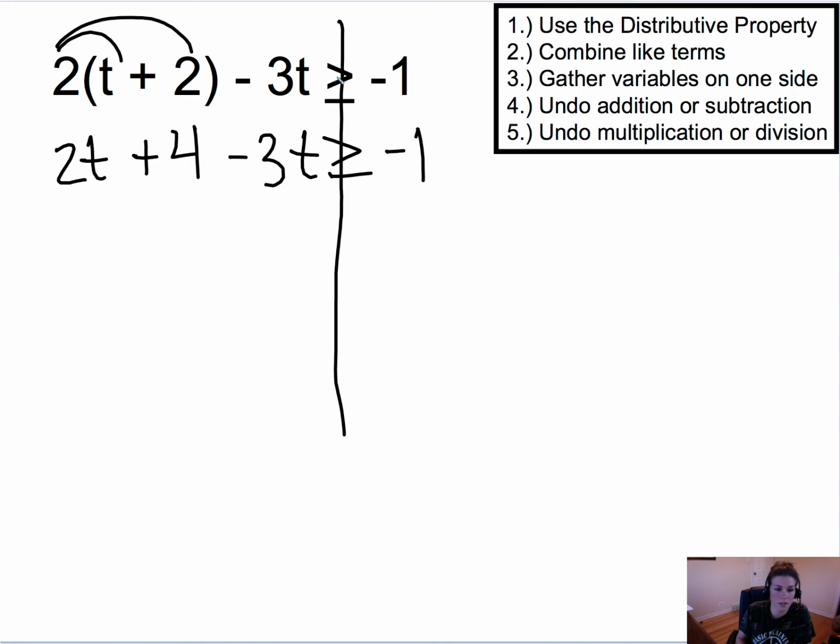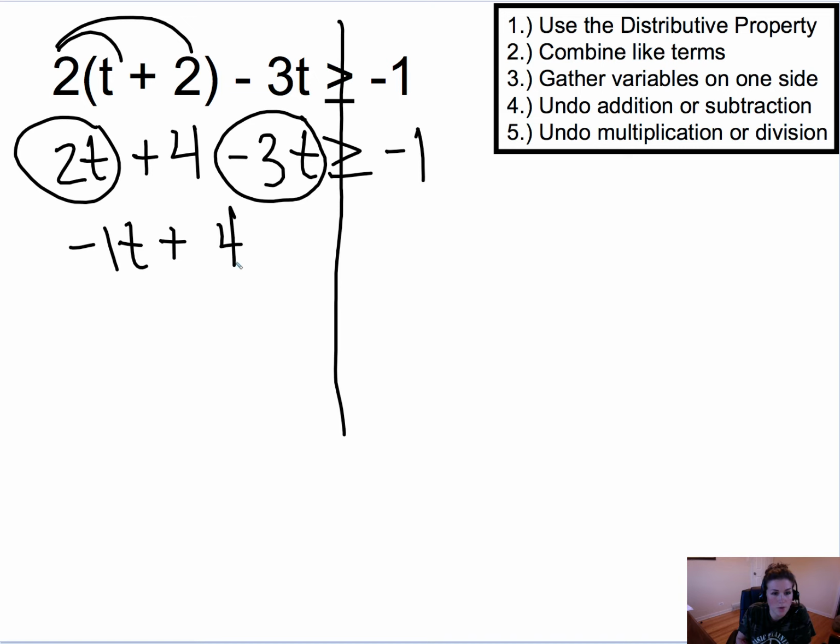Combine like terms is the next step. So let's look on the left. Well, we have a 2t and a 3t, but I need to circle that minus sign with the 3t because it's right in front of it, so that would be negative 1t. Bring down the plus 4, and then bring everything else down.